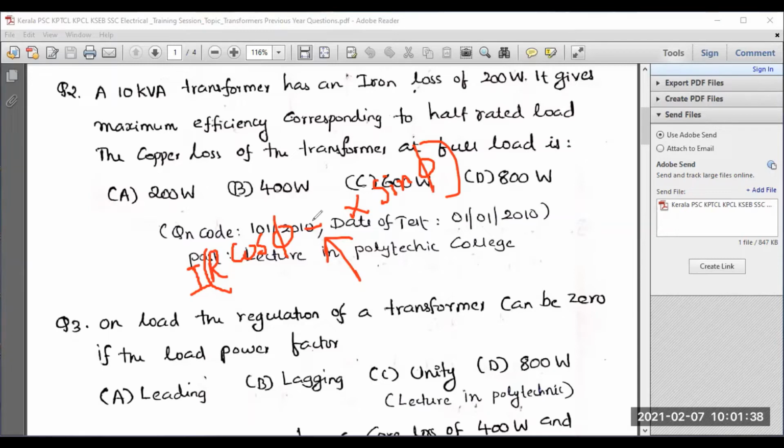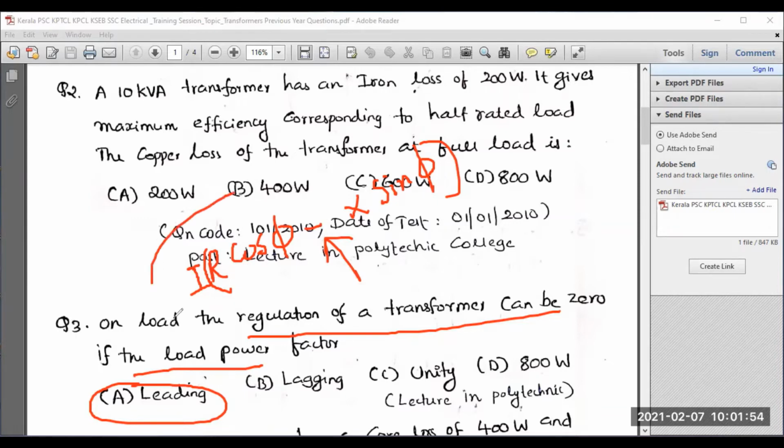Okay, so the regulation of a transformer. Therefore, we can say that regulation of the transformer can be zero if the load power factor is leading. Why is it happening? Because you see the sign, not symbol, sign. Sign is negative. Obviously, there is a possibility of the entire term becoming zero. Clear? Entire term becomes zero. But in case of lagging, the sign will be positive.